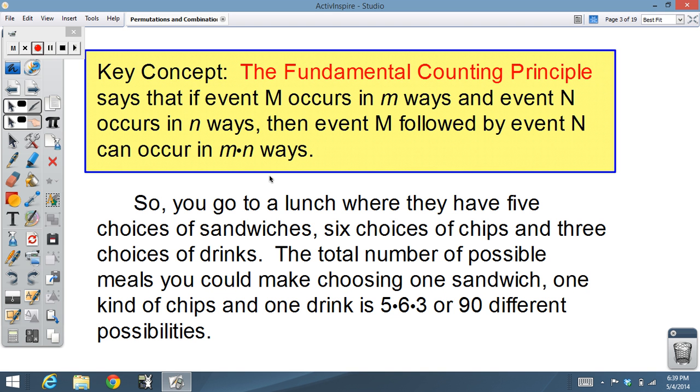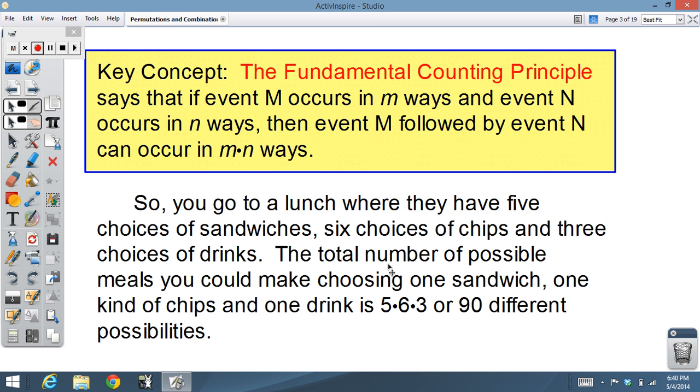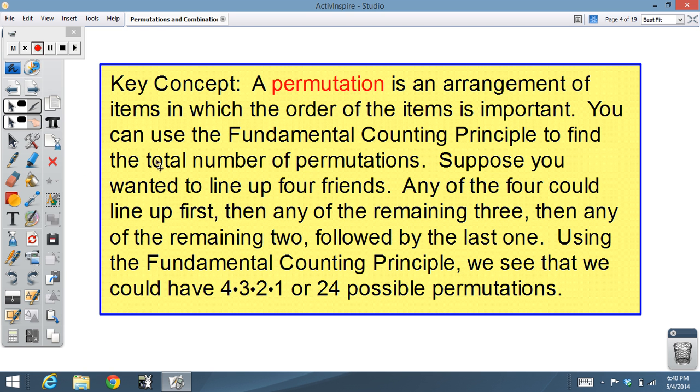All right? So if you go to lunch, 5 choices of sandwiches, 6 choices of chips, 3 choices of drinks, what you're going to find out using the fundamental counting principle is that you get 5 times 6 times 3, or 90 different possibilities. All right? So again, you probably remember making trees. I don't know if this was ever spelled out to you before, but this is called the fundamental counting principle. All right. So let's make it a little harder now.